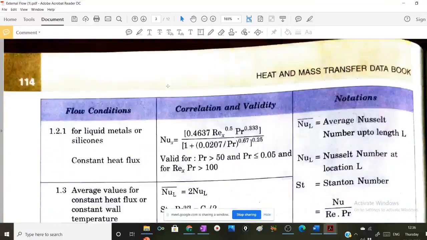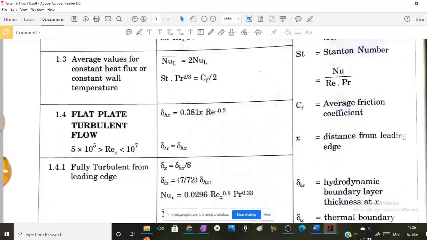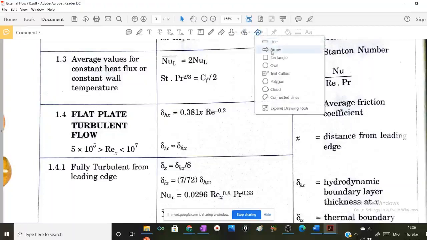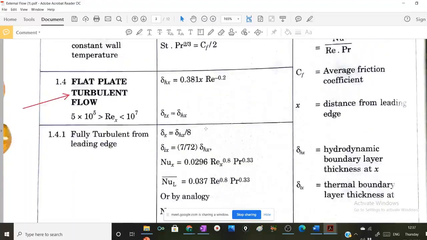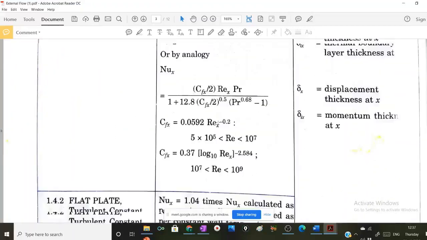Similarly, the formulae or correlations are also given for flow over a flat plate when the flow is turbulent. If Reynolds number is more than 5 into 10 to the power 5 but less than 10 to the power 7, that is 5 into 10 to the power 5 to 10 to the power 6, it will be turbulent flow. So different formulae are given in your data book, so you can refer to these formulae.